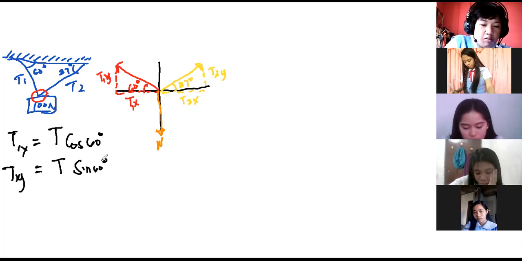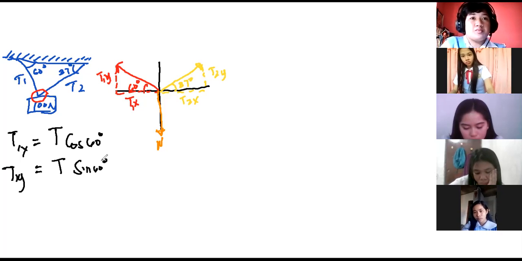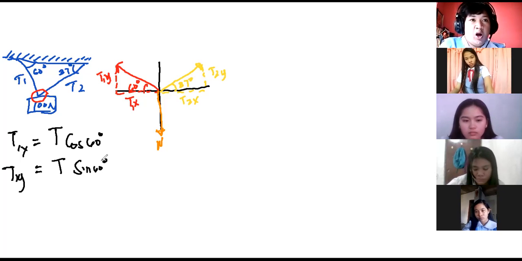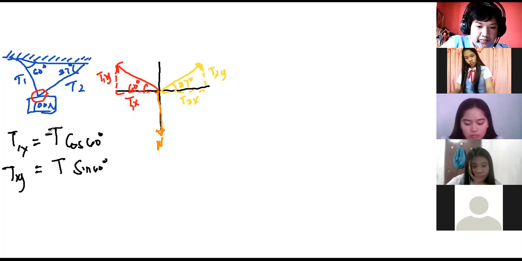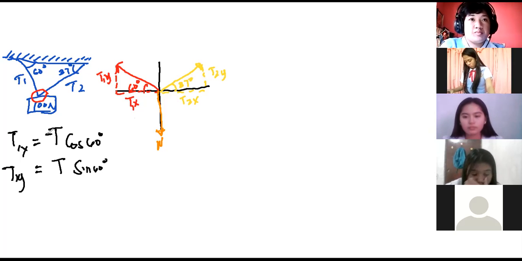But look at the direction of your tension 1x. Your tension 1x is moving to the negative direction, which is the west direction. So definitely this will have a negative sign. Because if you put it on the Cartesian plane, the x and y axis, it falls on the negative x axis. So the sign there will be negative.